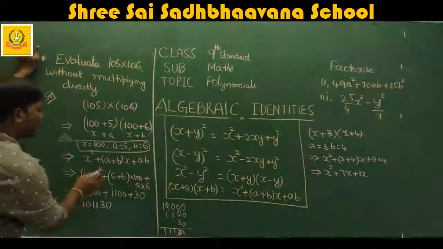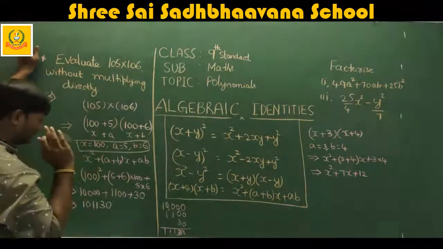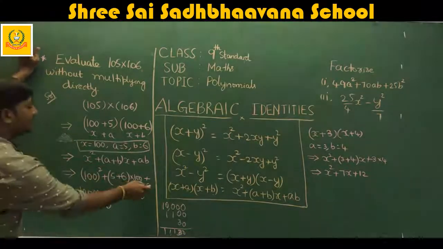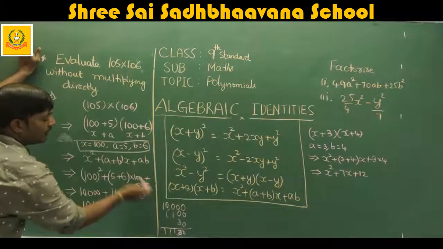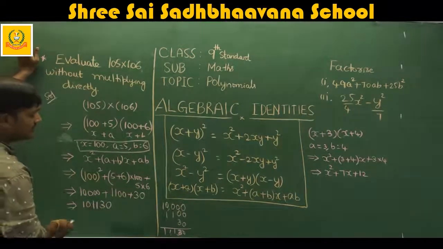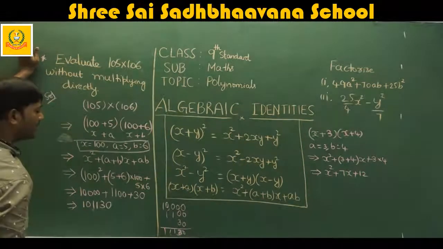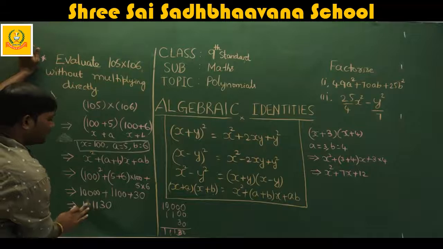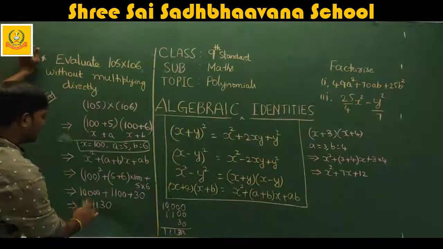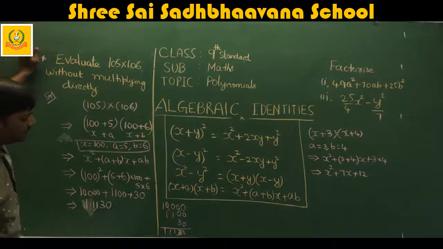Got it? So now 100 square is 10,000 plus 6 plus 5, sorry, 6 plus 5, 11. 11 into 100, which will be 1100, plus 6 into 5, 30. So what I did, I just added all these 3. 10,000, 1100 and 30, which will give you 11,130. Correct? I think it should be 11,130.